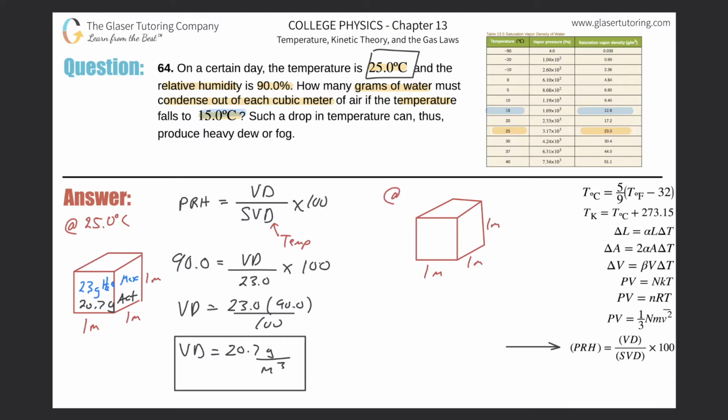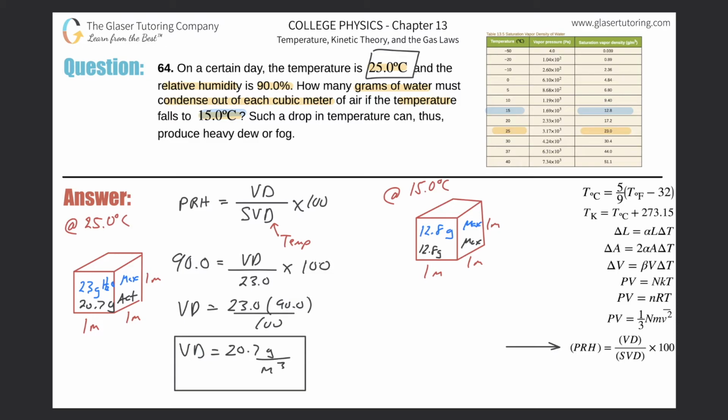Now when the temperature is at 15 degrees Celsius, the maximum mass of water vapor is going to be 12.8 grams per cubic meter. This is the maximum amount now. But wait a minute. What did we start with? We actually had 20.7 grams of water vapor present in that volume of air. So hold the phone, right? If we had 20.7 grams of actual water in that volume of air, and now the maximum is going to be 12.8 grams, that's the max now. My question is, where did the remaining go? It condensed out. It had to condense out.